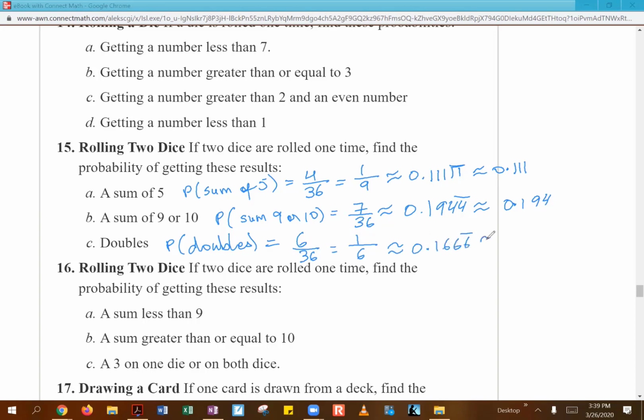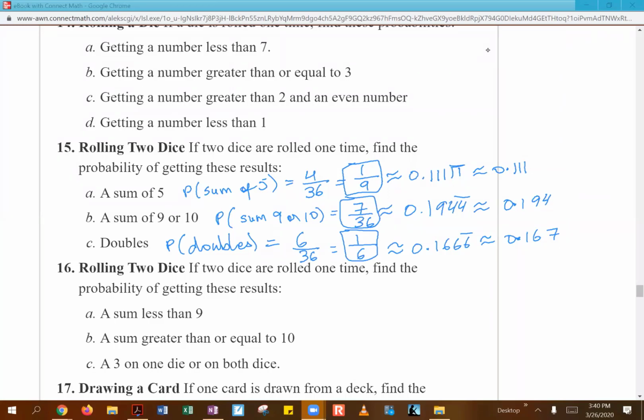0.166 repeating. So approximately 0.167. Like I said, I'd probably leave my answers as fractions, but just so you know what the decimal answers look like, I'm putting those here as well. So hopefully this gives you an idea of how we are calculating these probabilities. Again, you're going to see a bunch of different examples in your homework, so look through those. If you have any questions, let me know.